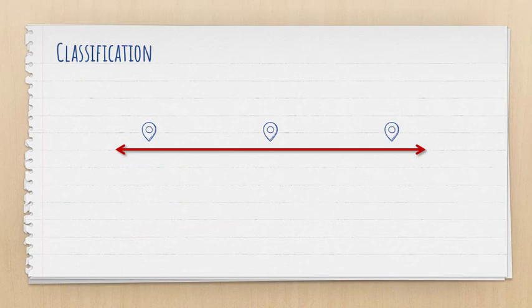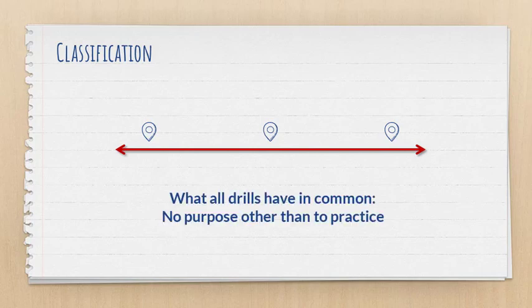Paulston proposed three main categories of drills. And I guess you could say that they're in some sort of a continuum because sometimes the boundaries are not super clear and sometimes drills can be mixed. They can have elements of different types of drills. What all drills have in common, though, is that there is no purpose other than to practice. That is the purpose of a drill, to form the right habits.